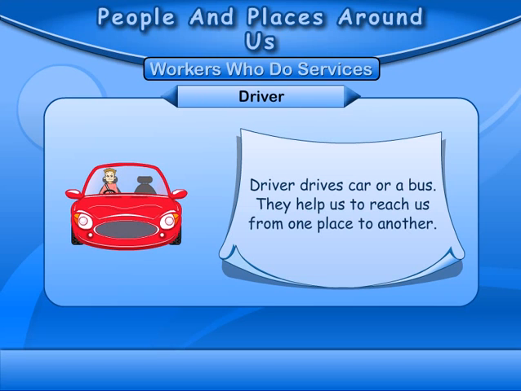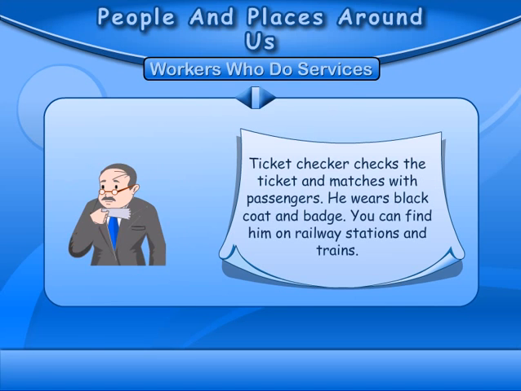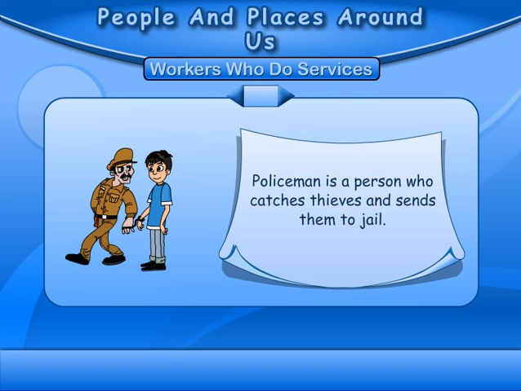Driver drives a car or a bus. They help us to reach from one place to another. Ticket checker checks the ticket and matches with passengers. He wears a black coat and badge. You can find him on railway stations and trains. Policeman is a person who catches thieves and sends them to jail.